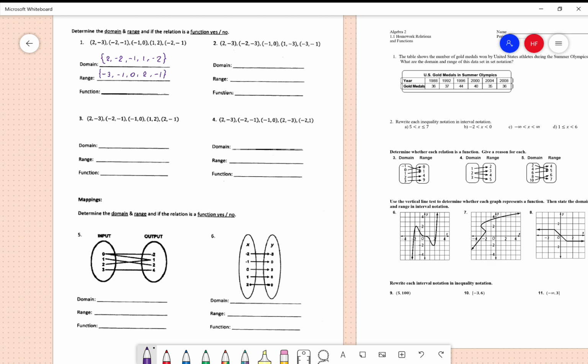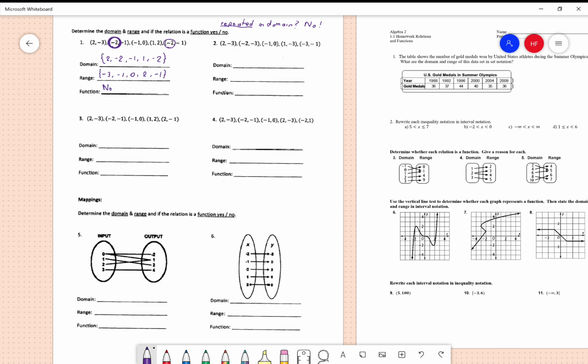Whether it is a function or not, we're checking is there repeated values in the domain. So are there repeated x values? If yes, if anything is repeated, then it is not a function. So 2, -2, -1, 1, -2. Oops, we've got -2 twice. So because of that, this is not a function.